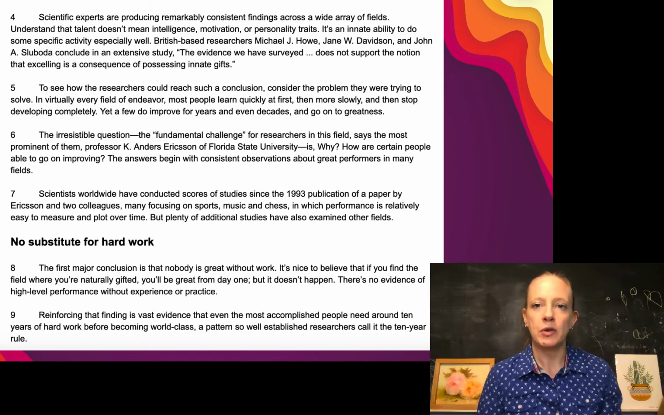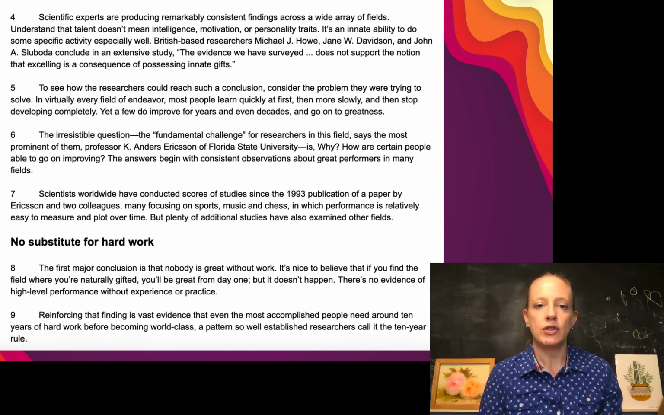British-based researchers Michael J. Howe, Jane W. Davidson, and John A. Sloboda concluded in an extensive study, "The evidence we have surveyed does not support the notion that excelling is a consequence of possessing innate gifts." To see how the researchers could reach such a conclusion, consider the problem they were trying to solve. In virtually every field of endeavor, most people learn quickly at first, then more slowly, then stop developing completely. Yet a few do improve for years and even decades and go on to greatness.